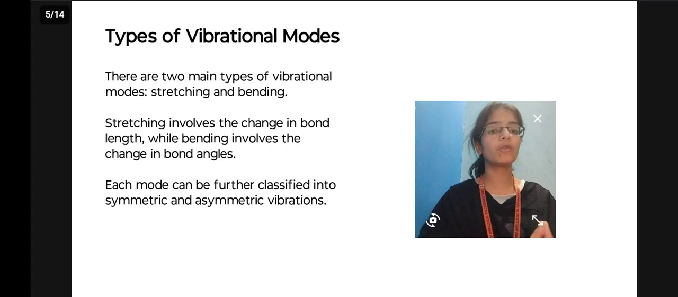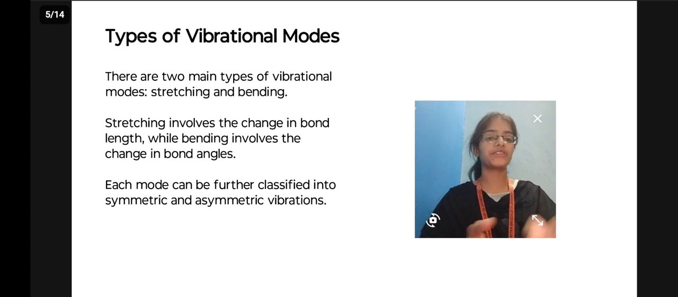Types of vibrational modes. There are two main types of vibrational modes: stretching and bending. Stretching involves the change in bond length, while bending involves the change in bond angles. Each mode can be further classified into symmetric and asymmetric vibrations.